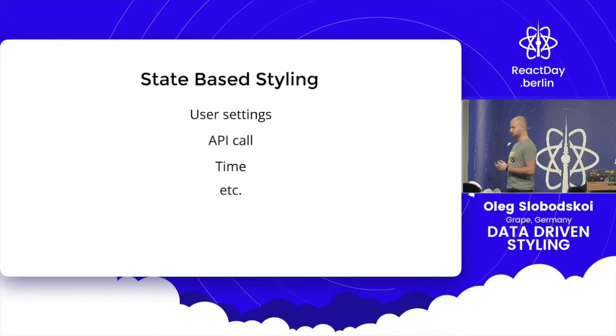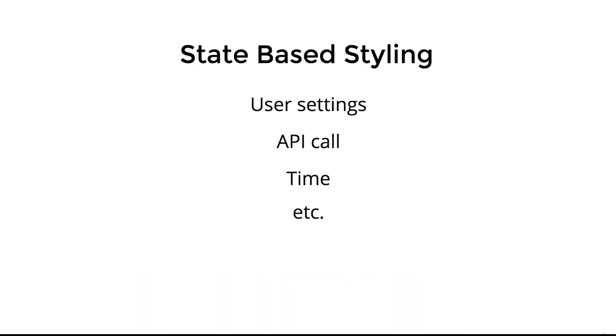So what do I mean by data-driven styling? I differentiate two kinds of them. First one is state-based styling. This can be any data that needs to be reflected in your styling. It could be an API call which results in some data, and you want to reflect it in your UI presentation. It could be a setting, it could be time, it could be anything. This is where you cannot do static styling because you don't know it as you build the styles.